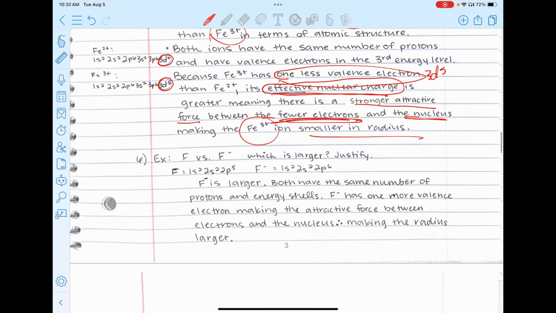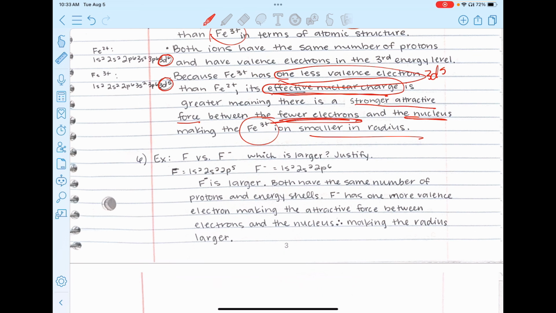Example 6, similar, but what if we have neutral F and F negative 1? Which one of these is going to be larger? Justify. Okay, when we're dealing with an ion, what's our rule? Always start with the electron configuration. So F is 1s2, 2s2, 2p5. F negative, therefore, must be 1s2, 2s2, 2p. What's a negative 1 charge? So we have gained 1 electron. So it is now 2p6.